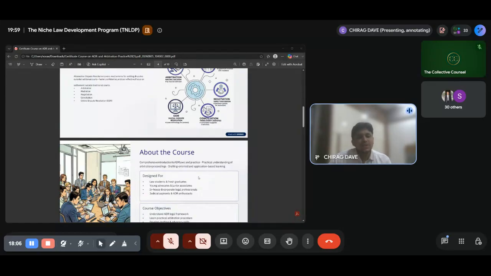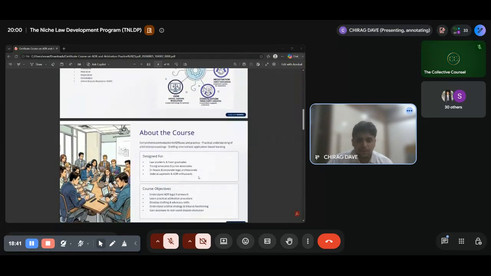This course has been designed for law students, fresh graduates, young advocates and junior associates. These days, advocate practice and law firm practice is also diverted towards arbitration. Various law firms do have a separate arbitration team now, purely dealing with arbitration cases, handling matters for their clients and representing them. Maybe it is institutional arbitration, or maybe it is through an ad hoc procedure. What is institutional arbitration? What is ad hoc arbitration? Everything will be dealt with in detail in this course.